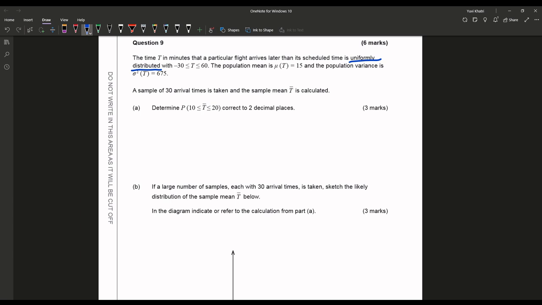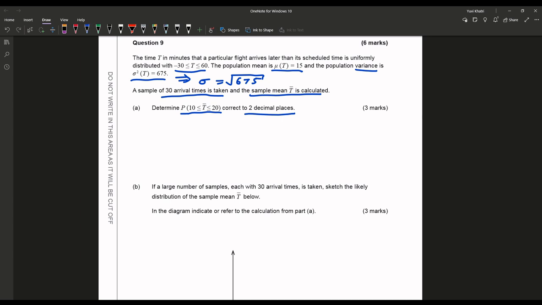A sample of 30 arrival times is taken, and the sample mean is calculated. Now A is asking, what's the probability that t bar is between 10 and 20, correct to 2 decimal places? First up, we want to write the distribution down, but we'll say that t bar is normally distributed, and that's because the sample size is greater than or equal to 30.